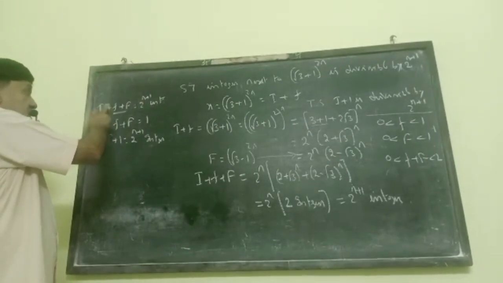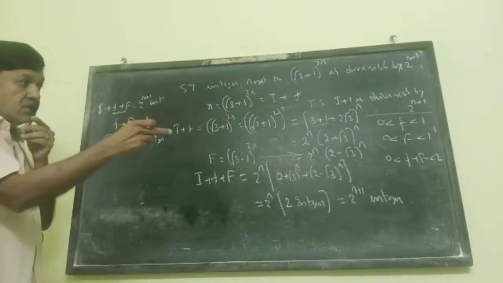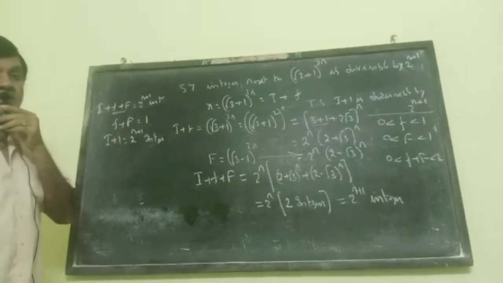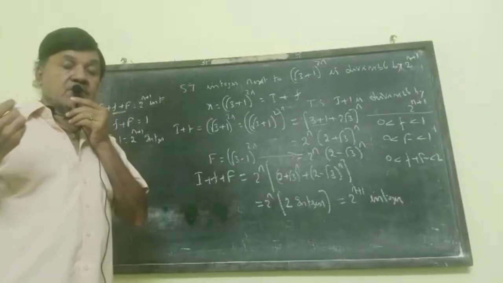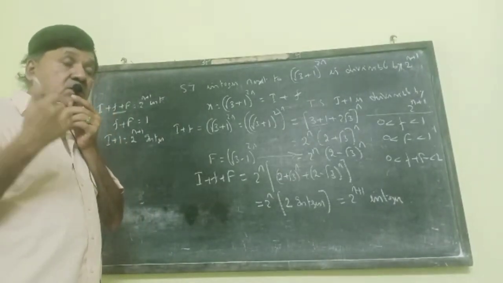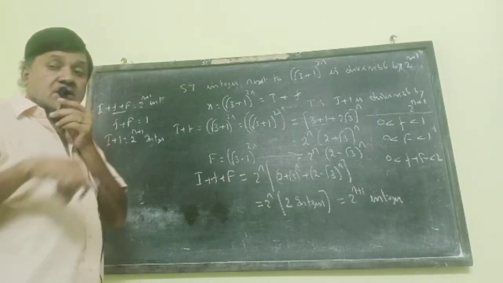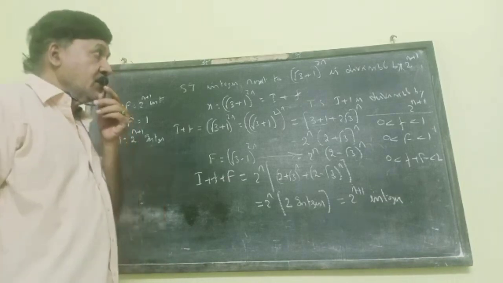I is integer, so f plus f must be integer. What is the integer lying between 0 and 1? Therefore I plus 1 is 2 power n plus 1 into integer. Hence I plus 1 is divisible by 2 power n plus 1. Therefore the integer next to (root 3 plus 1) whole power 2n is always divisible by 2 to the power of n plus 1. Right?